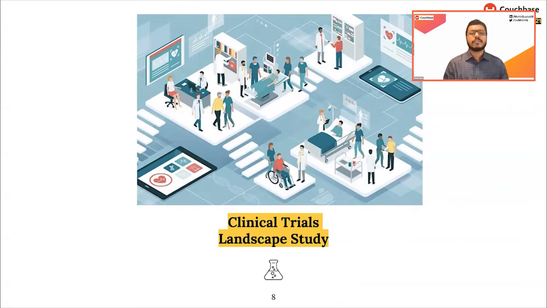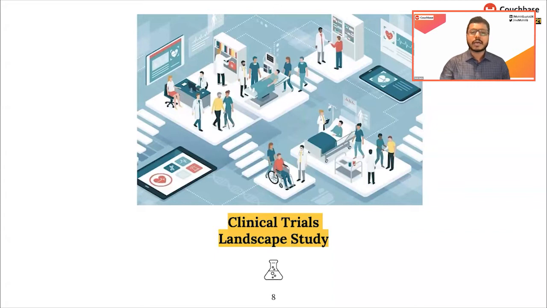Typically every clinical study is 3 to 5 to 7 years long, and sometimes even a decade long. It would have participants anywhere between 5,000 to 10,000, or maybe sometimes more, depending on what the study is. So that's more of a background of clinical trials.